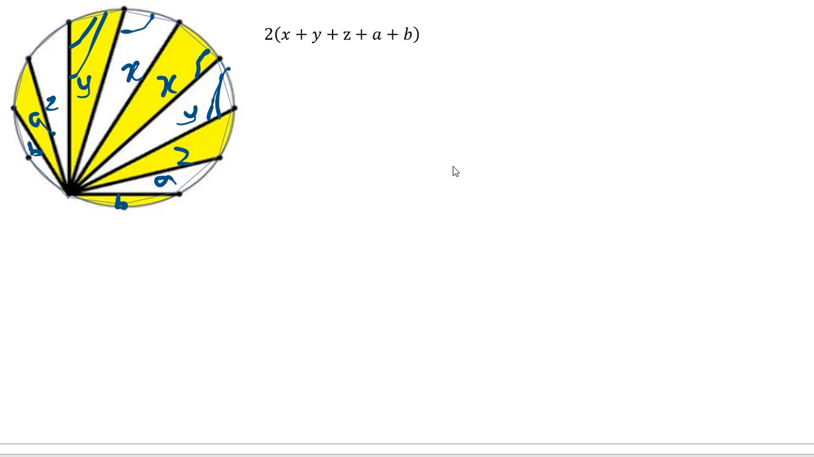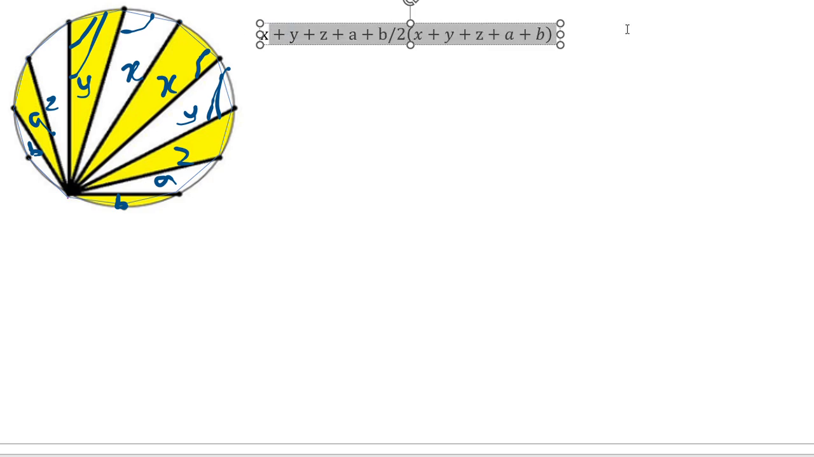If we evaluate, the shaded area can be expressed as x plus y plus z plus a plus b. So in order to find the fraction, we need to divide this shaded area by the total area. So we have to divide x plus y plus z plus a plus b by this area, which is given as a complex value right here. So let's rewrite it in a clearer format.